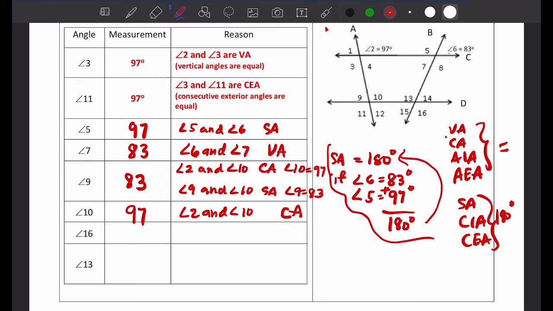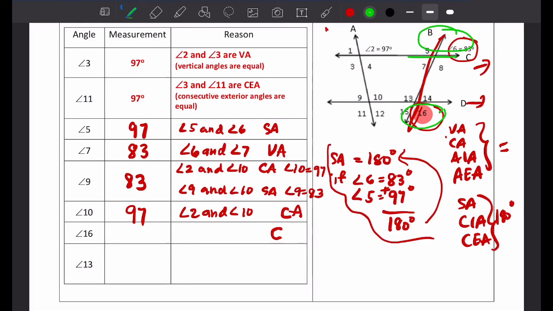Let's do angle 16, okay? Now, if you look here, you will find that angle 6 and angle 16 have a relationship. Both of them are on the same side, okay? The same side of the transversal. They're both on the right side of the transversal. Therefore, we know that they are consecutive angles. And where are they situated? They are outside of the parallel lines. These are the parallel lines, and they are outside. And therefore, they're external. So they're consecutive external angles.